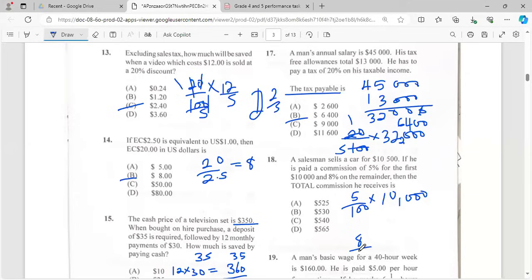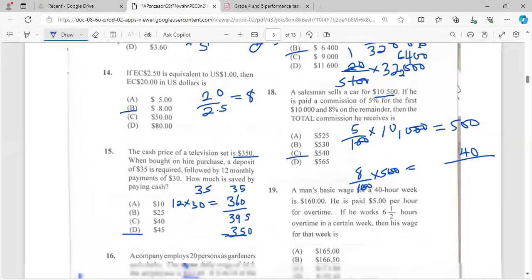Now, if it's 10,500, that means 500 leave, because it's 10,500. And then we add them. So this now will give us 500. And then we'll cancel this, 40. So we'll add this to the 540. Let's see if we can do number 19.